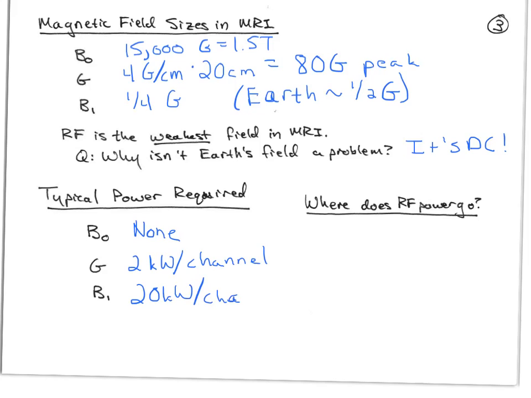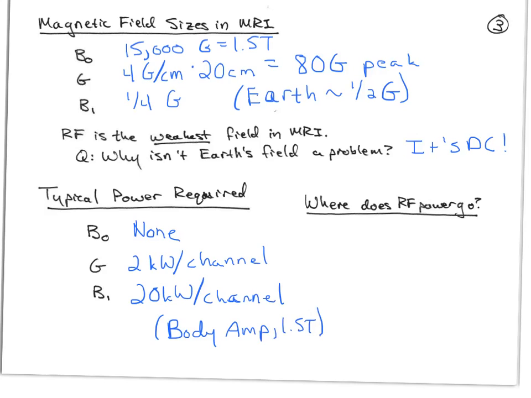And sometimes we have multiple RF channels. It's kind of funny that the RF field is by far the smallest field that we have playing out in the scanner, yet it requires by far the most power, orders of magnitude more power than the other guys. So about 20 kilowatts is what you would see out of a body amplifier at 1.5 Tesla. That's the peak power output that you can get out of it.